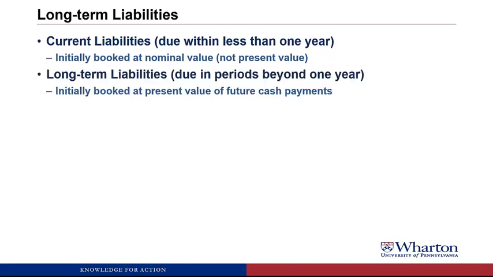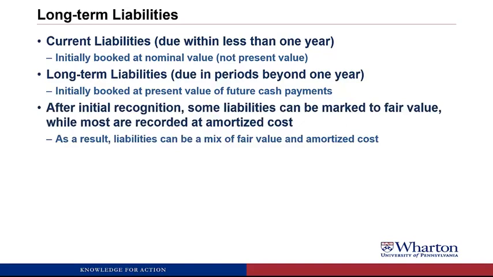But when we talk about long-term liabilities, so liabilities due beyond 1 year, now we're going to book those liabilities at the present value of future cash payments. After we record those long-term liabilities, in some cases we continue to mark them to fair value, but in most cases that we'll talk about, they're recorded at something called amortized cost, which is you book the liability initially at present value, and then you may make adjustments based on interim cash payments or premiums or discounts, which we'll talk about later, but you don't mark it to fair value every period. So as a result, when you look at liabilities on a balance sheet, what you're oftentimes seeing is a mix of fair values and then these amortized costs, which are like old historical costs.